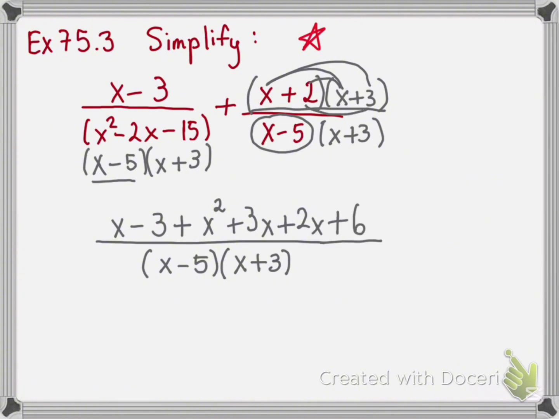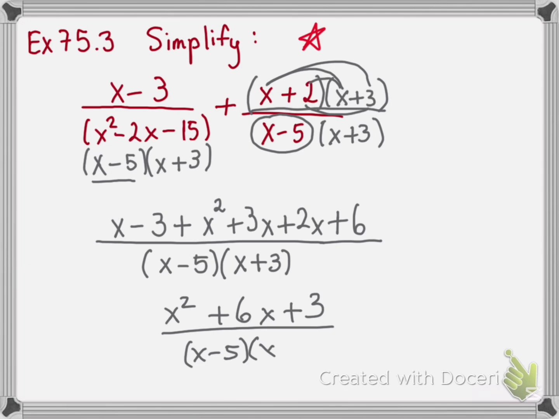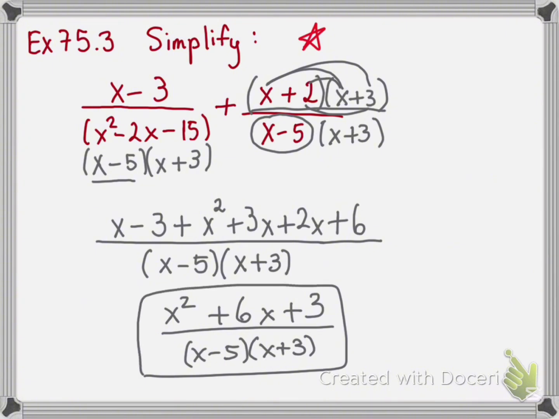Now we add the like terms. So we have x squared by itself. 3x plus 2x is 5x. And negative 3 plus 6 is positive 3. And all of that over x minus 5 and x plus 3. And that's it. That is our answer. Nothing else to do. Very simple lesson.